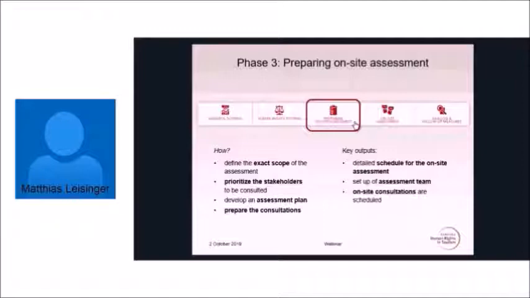Then the whole preparation. I think the challenge was certainly having this multi-stakeholder approach being mandated by the Roundtable. We also had to make sure that we reflect the mandate of the Roundtable, reaching out to a diverse number of stakeholders. We had to narrow down the scope quite a bit, prioritize stakeholders to consult, and then also develop a concrete assessment plan.